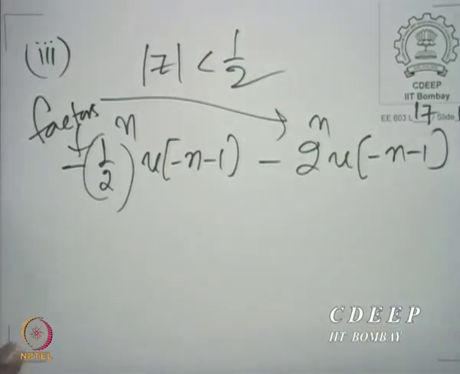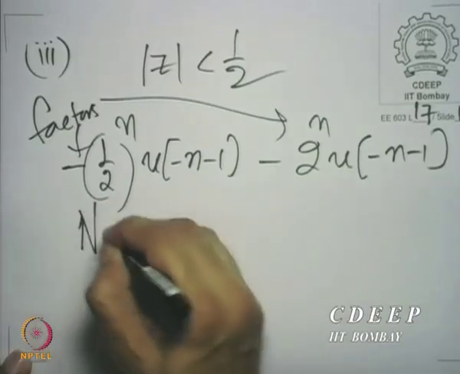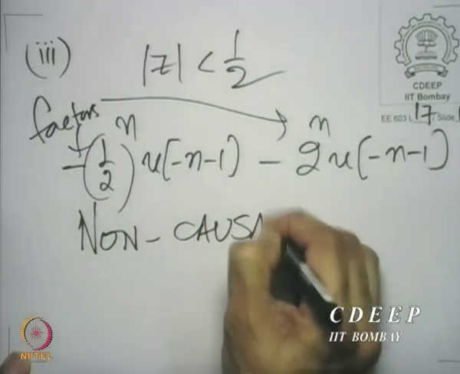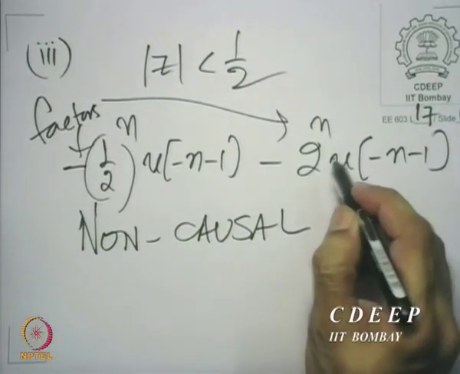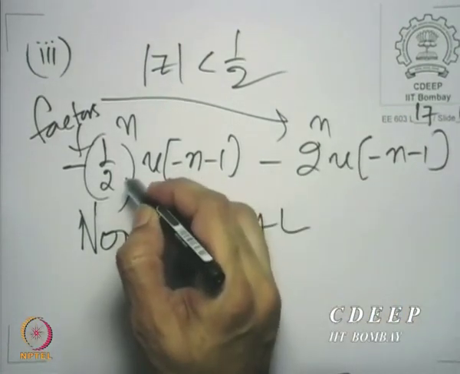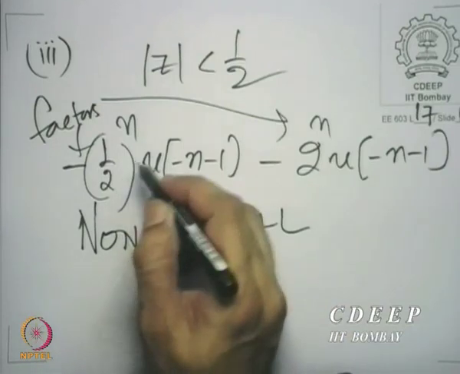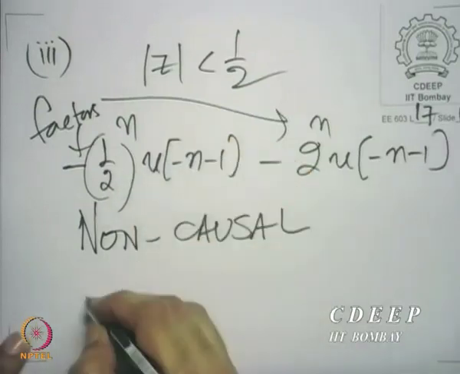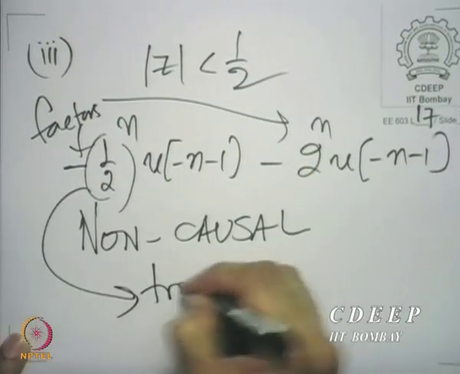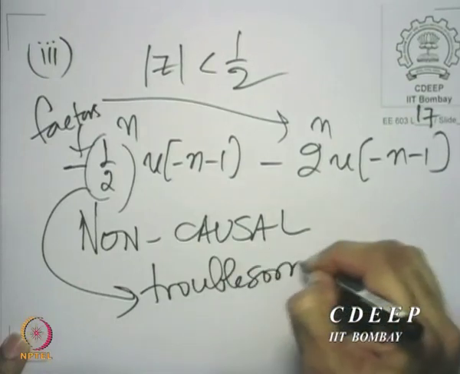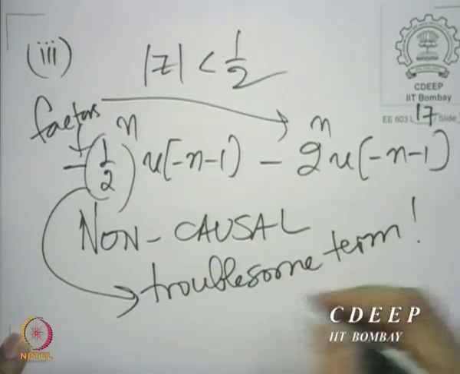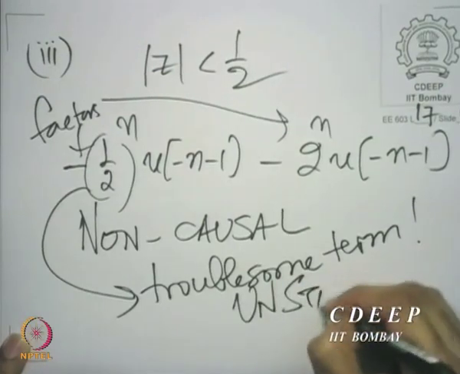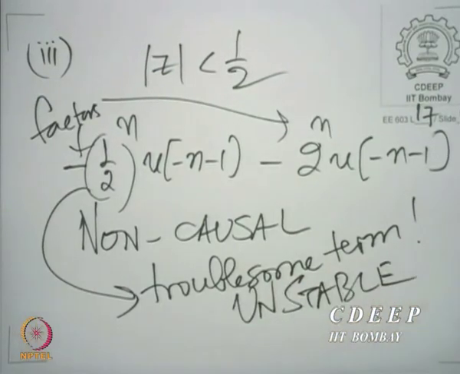But clearly, this is totally a left sided sequence, this is non-causal. And here, it is not this, but this term that creates the problem. Half raised to the power of n, u[-n-1] is the troublesome term here. It in fact becomes a growing exponential. So, this is the troublesome term. The system is unstable because of this term. It is not summable. Not absolutely summable.